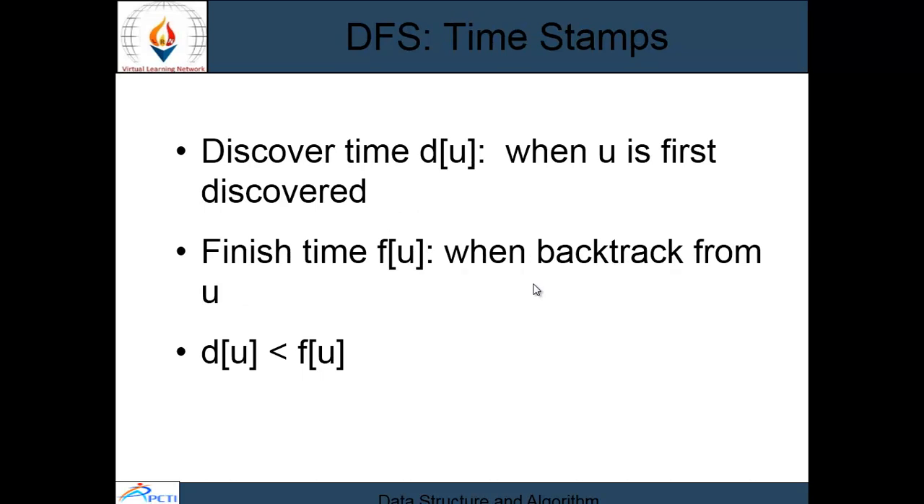If we talk about the timestamps in depth first search, the discover time is denoted by d[u], when u is first discovered, and the finish time is denoted by f[u] when we backtrack from u, when we perform backtracking. And d[u], that is the discover time, is always less than the finishing time.